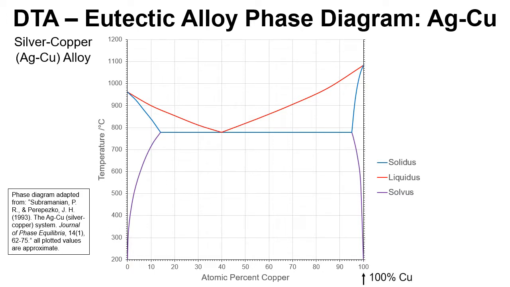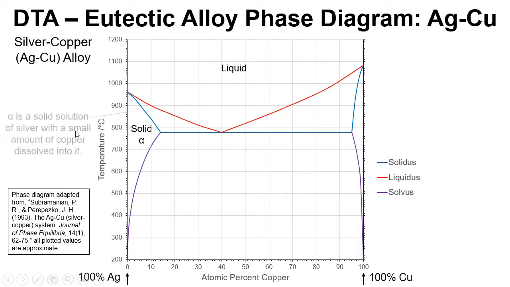So first thing to say is that over here we've got the atomic percent copper, so at this point we've got 100% copper, and over on this other side we've got 100% silver. So when there's 0% copper, it's 100% silver. Up here we've got liquid, so everywhere in this zone is all liquid, and in this zone here we've got a solid referred to as alpha. So this is a particular phase. Alpha is a solid solution of silver with a small amount of copper dissolved into it.